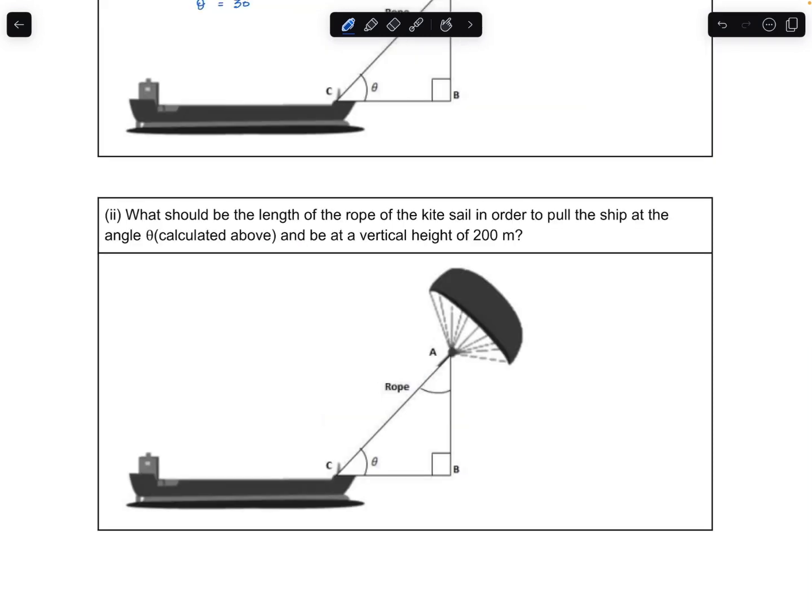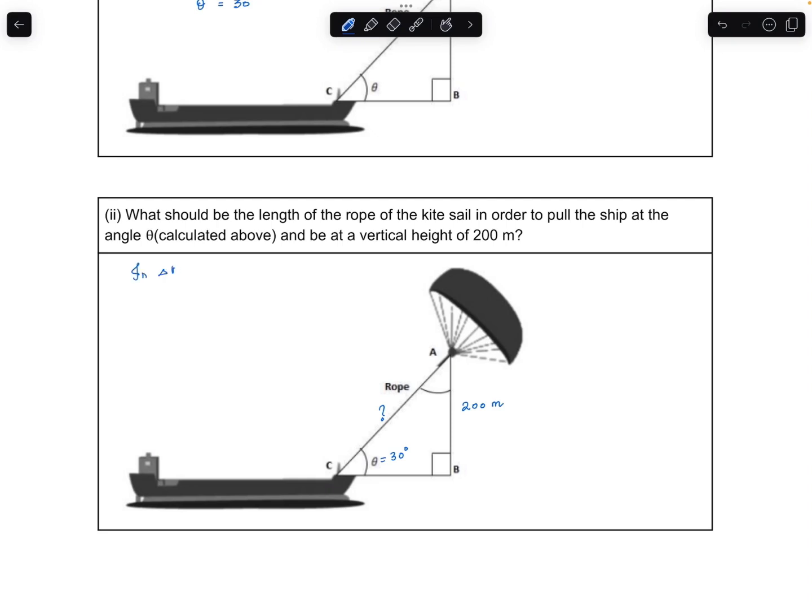Question 2. What should be the length of the rope of the kite sail in order to pull the ship at an angle of theta and be at a vertical height of 200 meters? That is, this height AB should be maintained as 200 meters. And from the first subdivision, we got the angle as 30 degrees. So we have to find out this length AC.